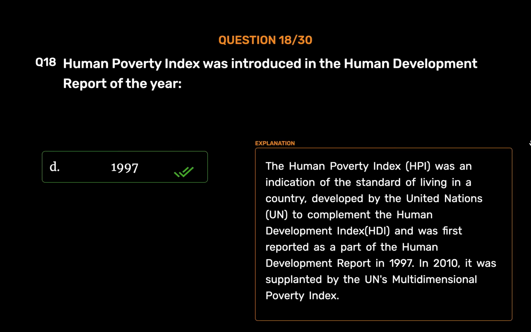1997. The Human Poverty Index, HPI, was an indication of the standard of living in a country, developed by the United Nations, UN, to complement the Human Development Index, HDI, and was first reported as a part of the Human Development Report in 1997. In 2010, it was supplanted by the UN's Multidimensional Poverty Index.